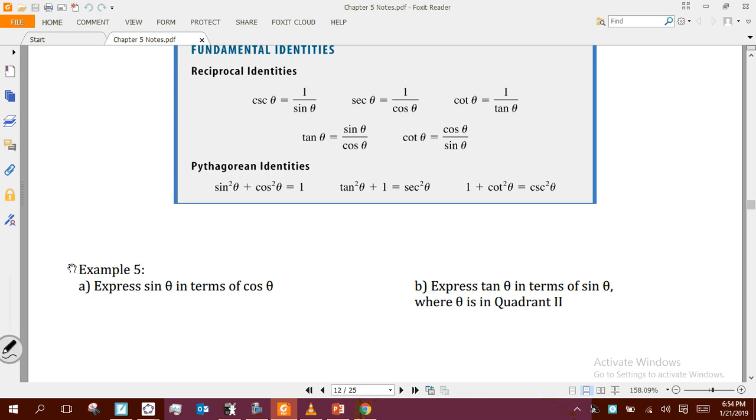Okay, so this one's a little bit trickier. It says express tangent in terms of sine. Tangent in terms of sine. So I'm going to come up here, and I'm going to pull off that one right there, because I know that that deals with sine.